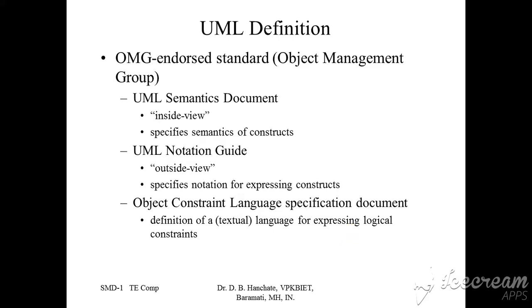In the last lecture we saw the UML books, and now we will see the UML definition. The OMG standard endorsed by the Object Management Group includes the UML semantics document, which includes the inside view of the problem domain and specifies the semantics of the constructs. The UML notation guide includes the outside view of the domain and specifies the notation for expressing the constructs. The Object Constraint Language specification document is the definition of a textual language for expressing logic constraints.